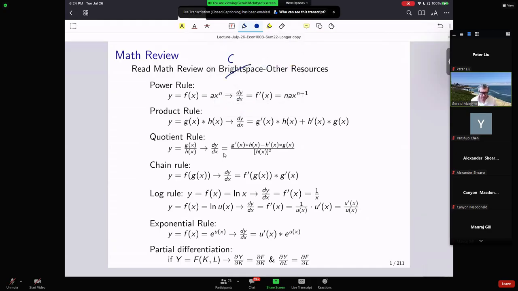Brightspace is something we use here at NYU. This is Canvas, okay?